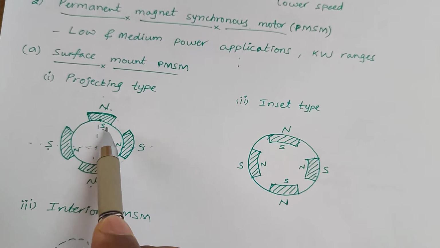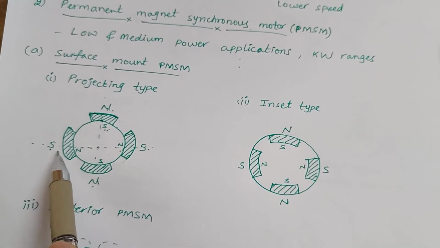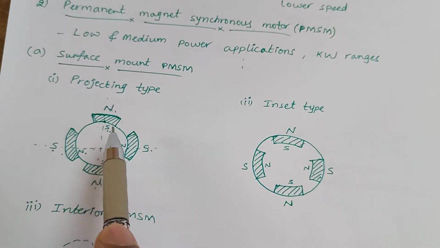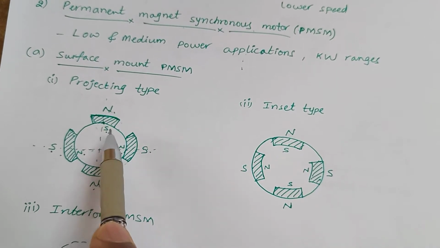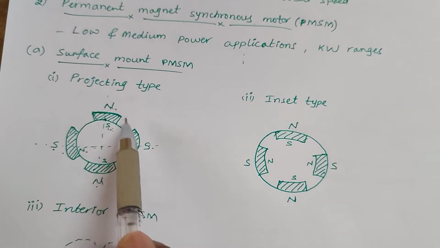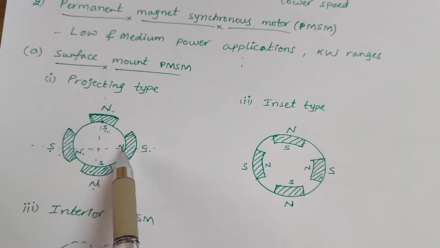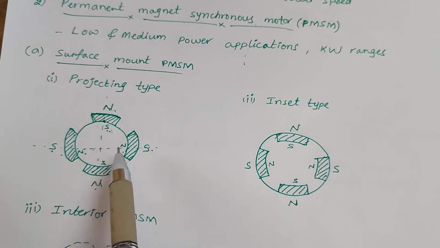If it is north pole, it means south pole on the other side, and south pole means north pole, because permanent magnets do not have a single pole. It will obviously have two poles, north pole and south pole. So this is called the projecting type, as the magnets are projecting outside the rotor.